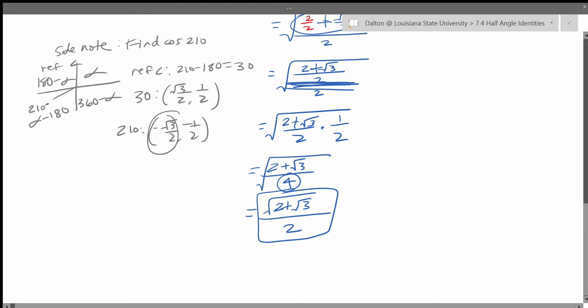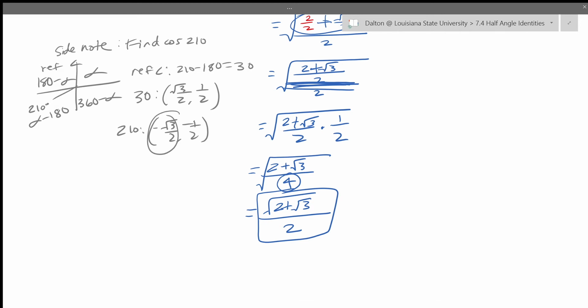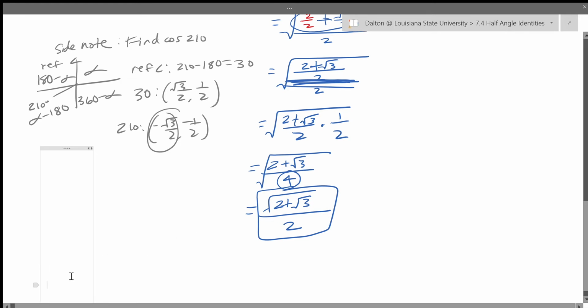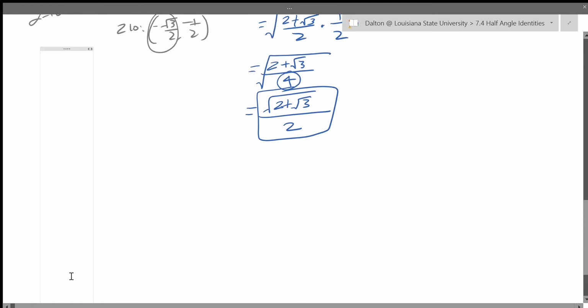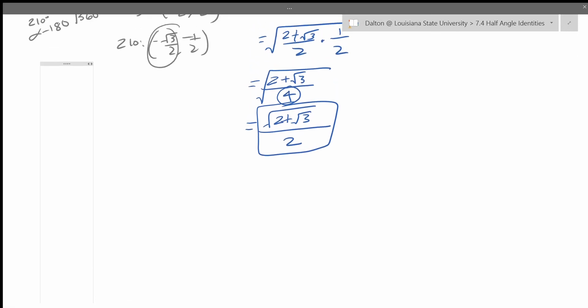So what you're going to have to get used to is that the answers to these questions can look kind of funky, because you can have radicals inside of radicals. As long as you don't have a radical in the denominator, and as long as you don't have a bunch of stacked fractions, you are allowed to have radicals inside of radicals if necessary.